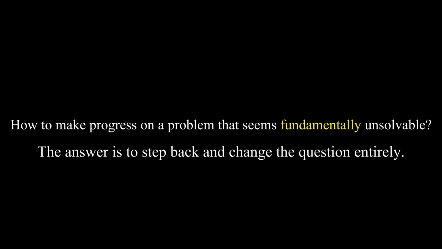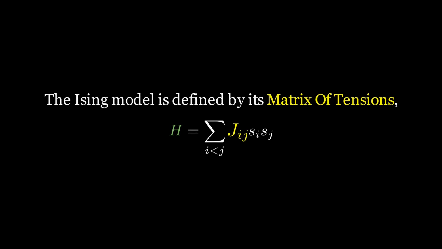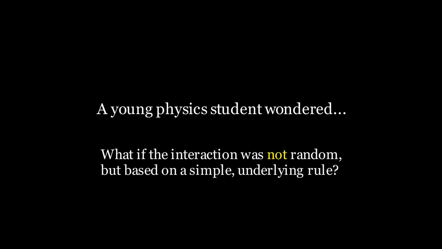So, how do you make progress on a problem that seems fundamentally unsolvable? Sometimes the answer is to step back and change the question entirely. As said before, the Ising model is defined by its matrix of tensions, the Jij values. For decades, researchers focused on cases where these tensions were either uniform and regular or completely random. But then, a young physics student began to wonder about the nature of this J matrix itself. He imagined a system where the components weren't all identical, but had distinct ranks or identities, a hierarchy. And he posed a simple, imaginative question.